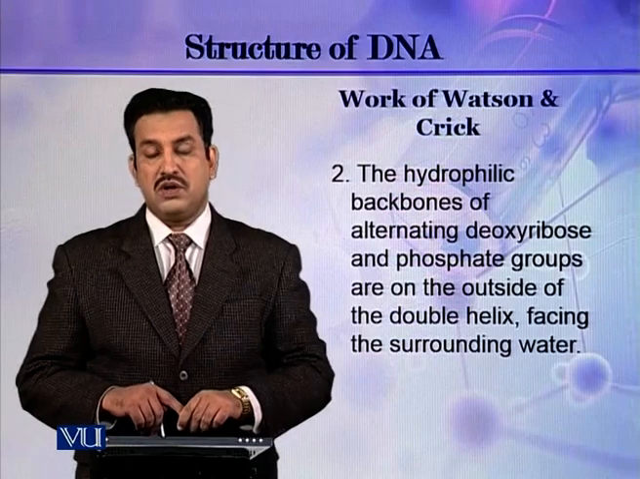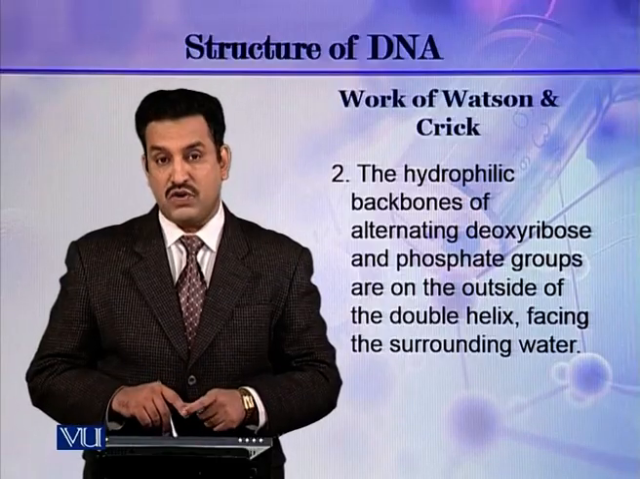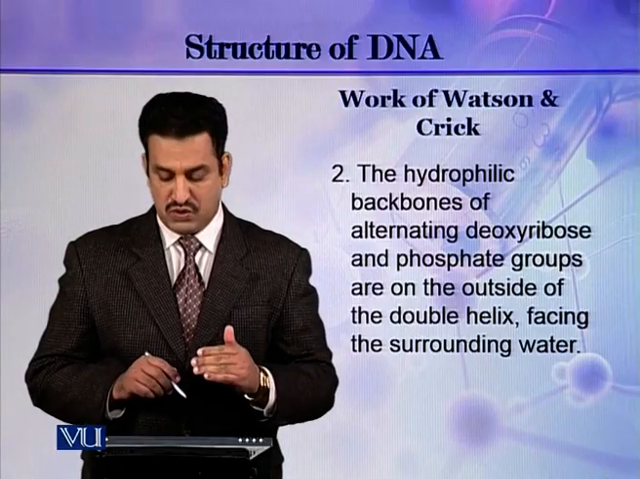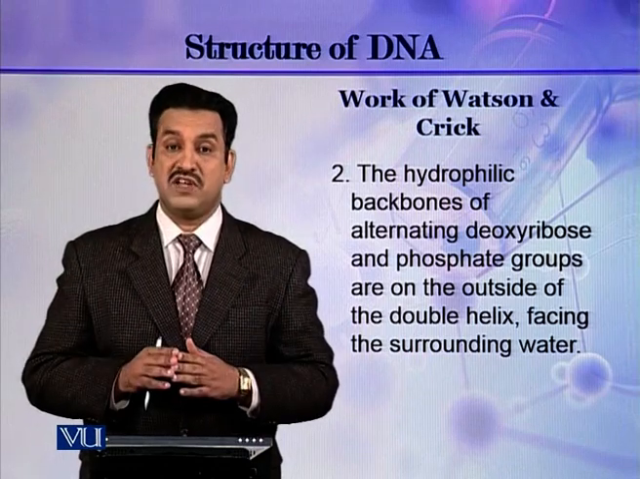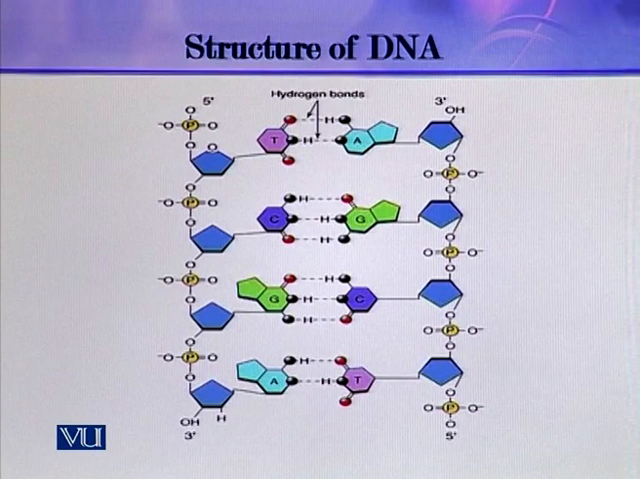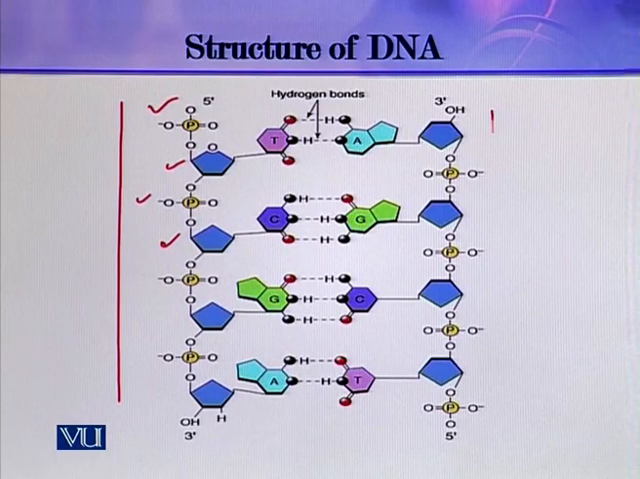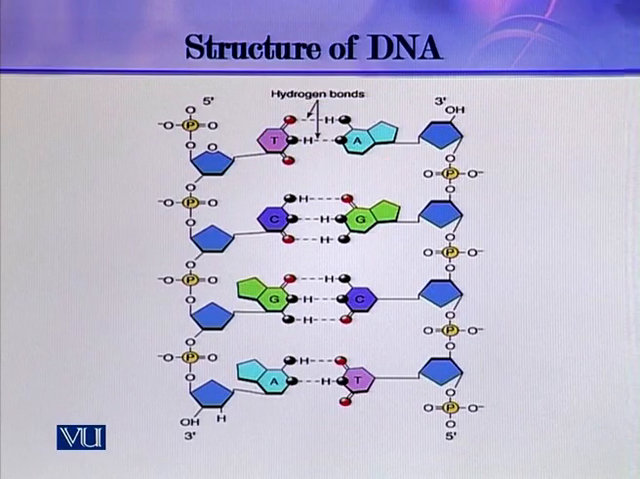The second important point given by Watson and Crick was that the hydrophilic backbones of the alternating deoxyribose and phosphate groups are on the outside of the double helix and they face the surrounding water. You can see in this picture, these are the alternating phosphate and pentose. Phosphate, pentose, they lie on the outside of this double helix, while the bases stack inside the structure, inside the duplex.